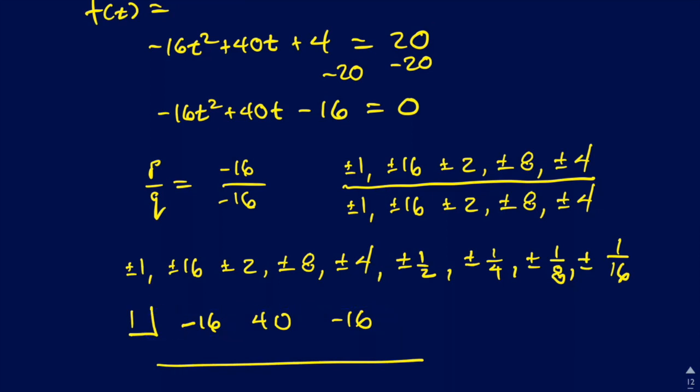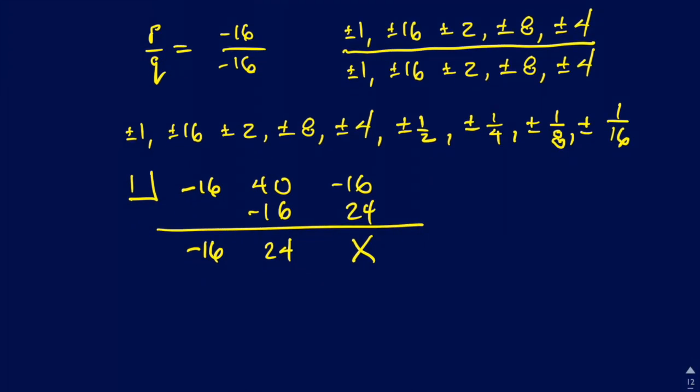And let's do 1. So negative 16. Bring it down. Times 1, negative 16. And then add that to 40. That ends up being, let's see, 10 minus 6 is 4. 3 minus 1 is 2. And we copy that up here, 24. And no, we don't get 1 as one of our factors.